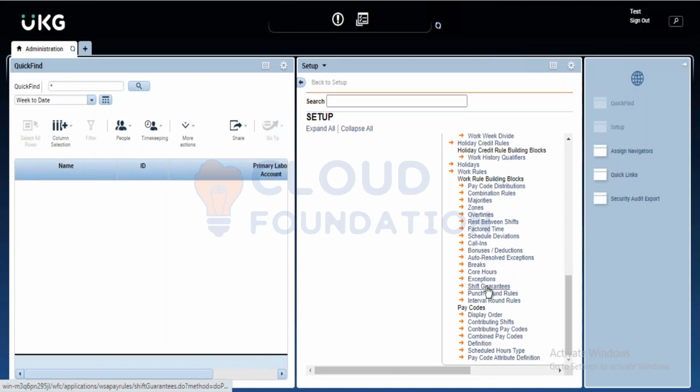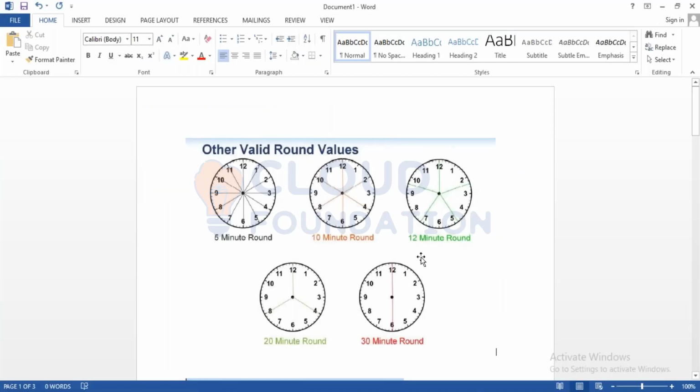based on what his overtime should be or how his punch should be rounded. So based on all those things, a payroll will be assigned to this employee. So we'll get started with the basics.